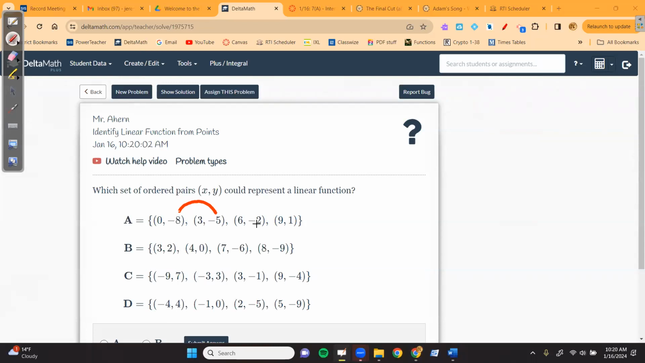Up 3. Going from -8 to -5 is upwards. So you're going up 3. Go from -5 to -2. What's that? Up 3. Go from -2 to 1. What's that? We already found our winner.